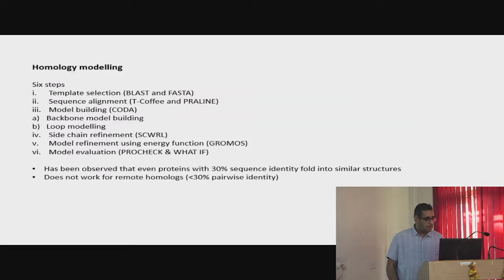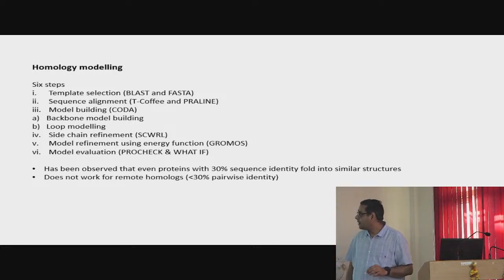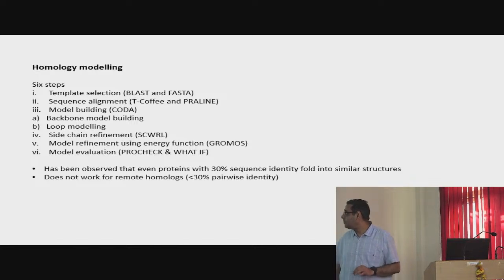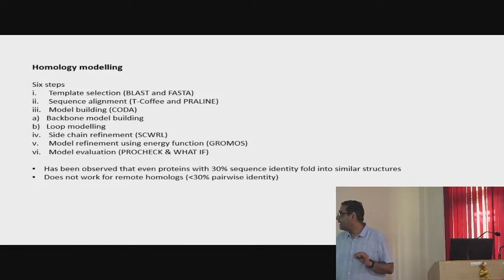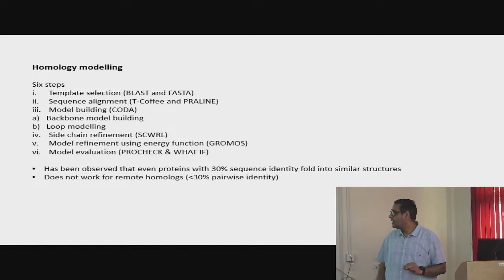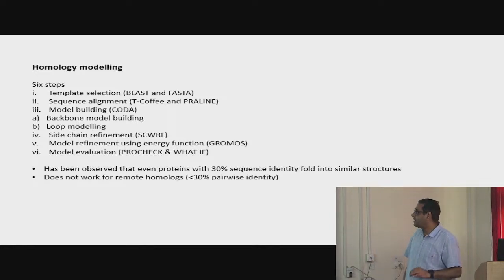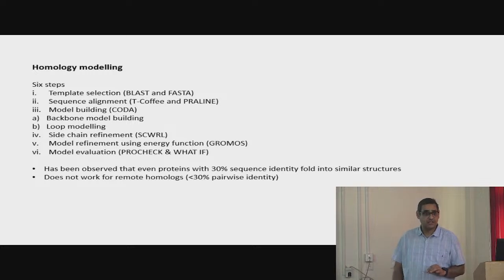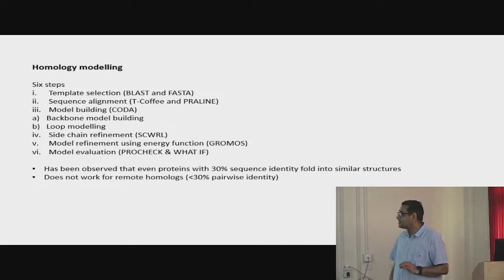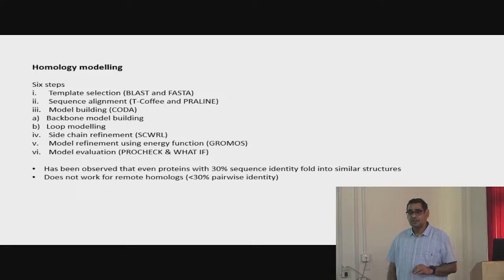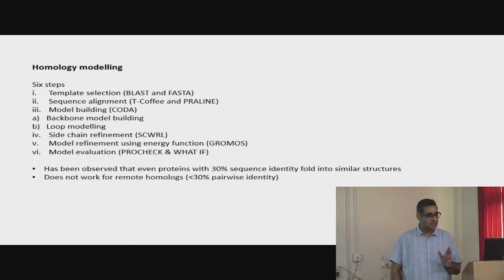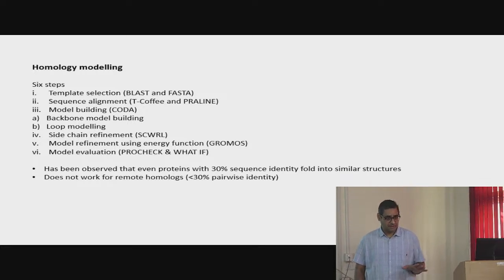Then homology modeling, what will be the steps? These are the steps: template selection, sequence alignment, model building, backbone model building, loop modeling, side chain refinement, model refinement, and model evaluation. And the softwares which are to be used are given in the bracket. If you see these steps, if you don't do a single step, your experiment is not complete.